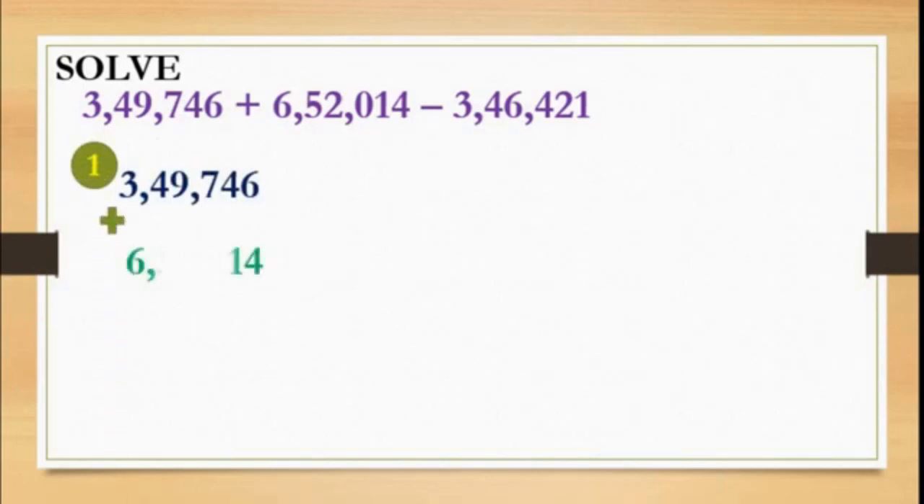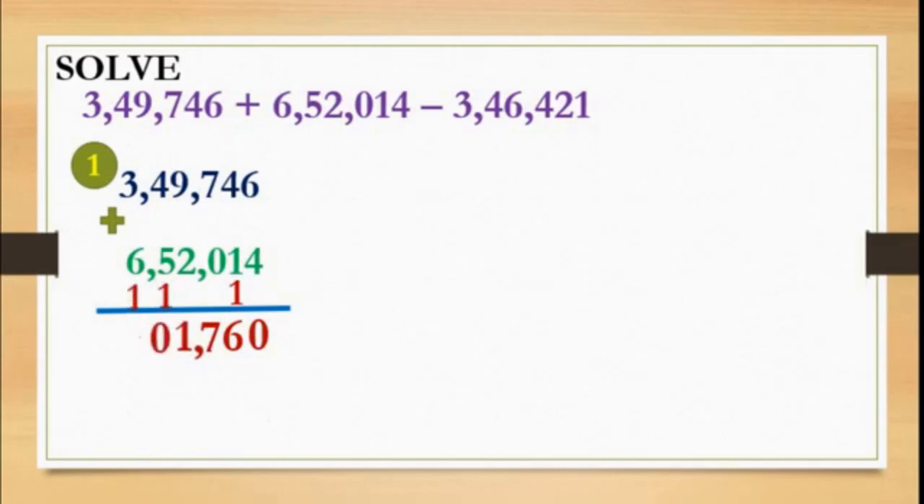Now the first one is 3,49,746 plus 6,52,014. We are going to add these two numbers. Here 6 plus 4 is 10. 1 carry over. 4 plus 1 is 5, plus 1 is 6. Now 7 here. 9 plus 2 is 11. 4 plus 5 plus 1 is 10. So 1 carry over. Then 6 plus 3 plus 1 is 10. So we got the answer, that is 10,01,760. When we add these two numbers we got the answer.